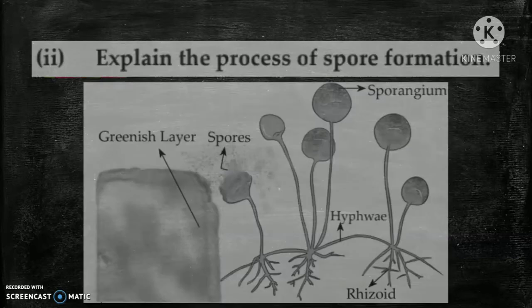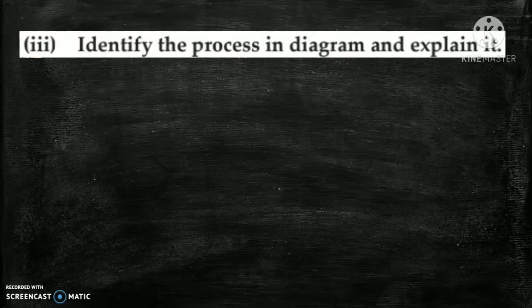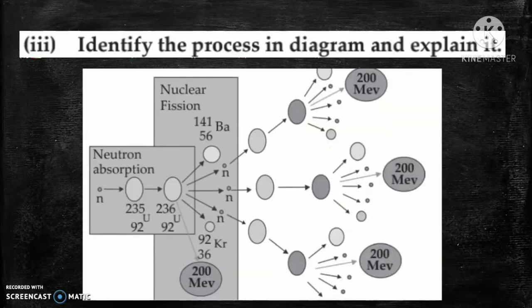Now moving towards the next question. Identify the process in the diagram and explain it. Which process is shown? Let's see. This process is shown: nuclear fission. Here the answer is given, nuclear fission. This is the answer.